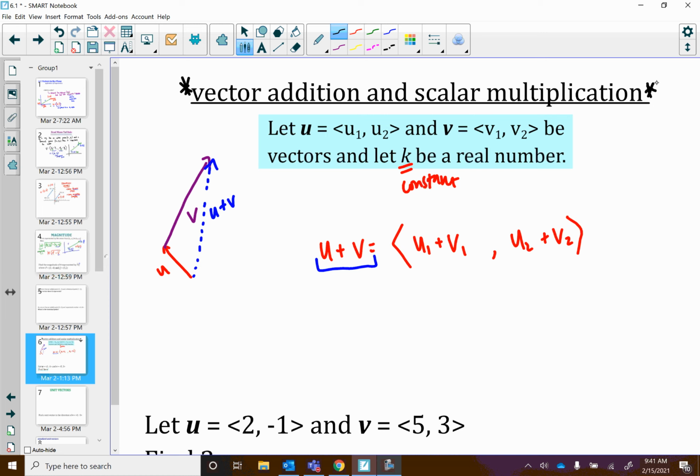Then the other piece of this, so that was our vector addition, is scalar multiplication. So what does that mean? Well, that means if I take some constant and multiply it by a vector, I'm just going to be distributing that into the components. So ⟨k times u1, k times u2⟩. And how does this look? Well, okay, here's u, we'll say. And if I multiply it by 3, 3 times u is 3 times as long. That works out, hopefully, how you would expect and hope in your mind.